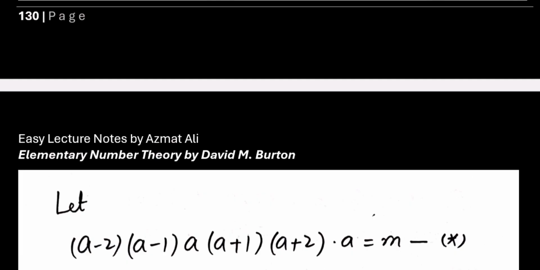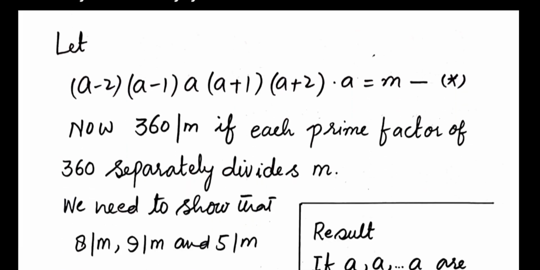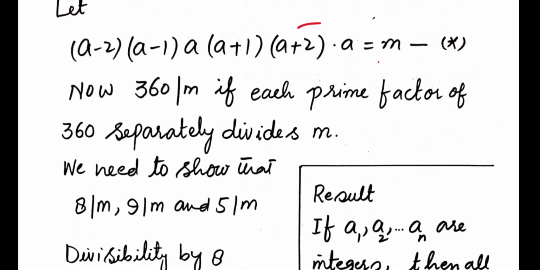So let this be my product m, and say this is star. Now I have to show that 360 divides m. If each prime factor of 360 separately divides m, we need to show that 8 divides m, 9 divides m, 5 divides m. In order to show that 360 divides m, I will show that each of the factors 8, 9, 5 separately divides m.